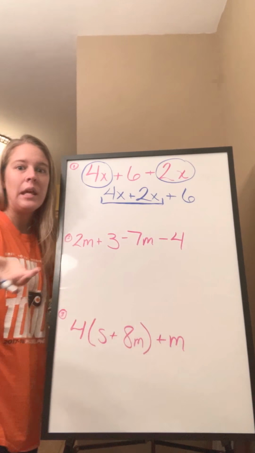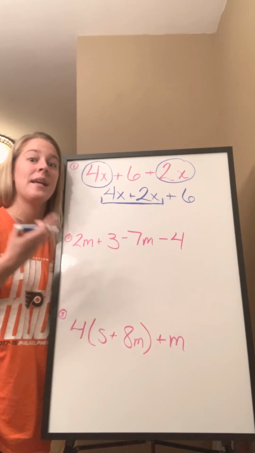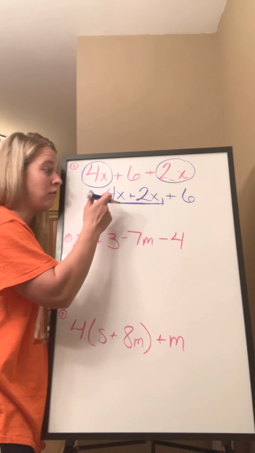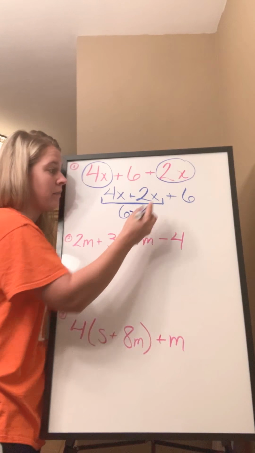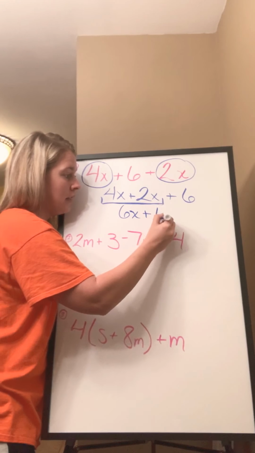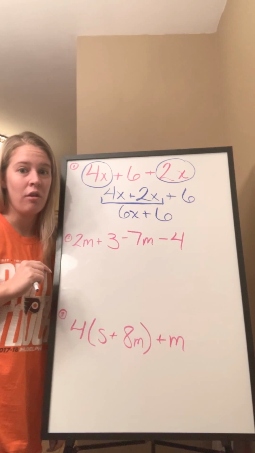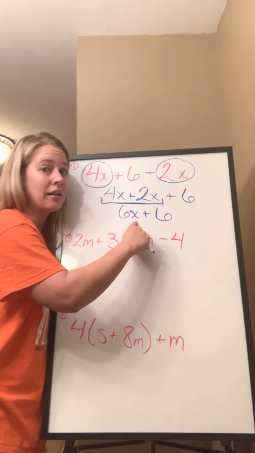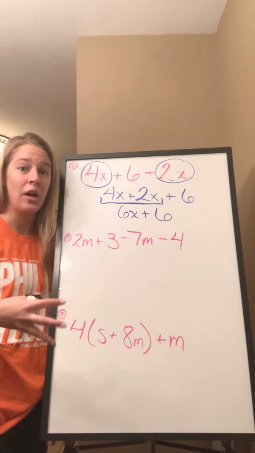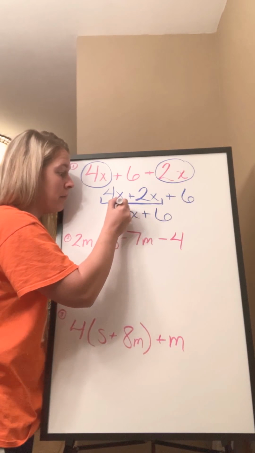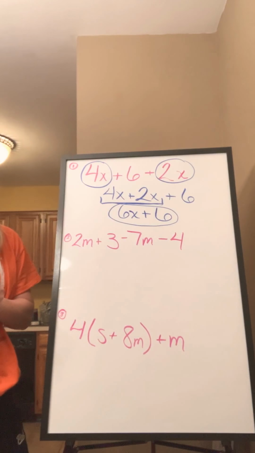Well, think about our tiles like we did that Friday before we left. If I have 4 x's and 2 x's, how many am I going to have all together? It's really just 4 plus 2 gives me 6x. Now, plus 6, I bring this down. Now, I cannot combine those any further, right? Because this 6x has an x, and this 6 doesn't have a variable. So they have to have the same variable part. So that would be my final answer here. All right, moving on to the next one.